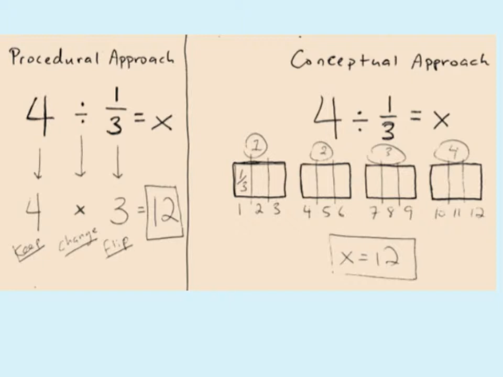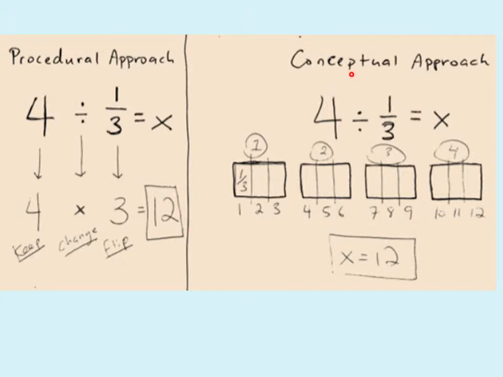Instead, taking a look up here, this is your standard procedure for solving division with fractions. So you have 4 divided by 1/3. Notice you keep this 4, sometimes we say freeze, you change this to times, and you flip this over. And then you can multiply and get your answer. Well, that's great if it's real simple and you can remember the formula.